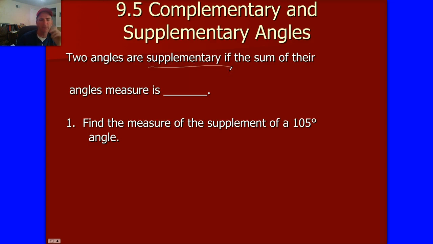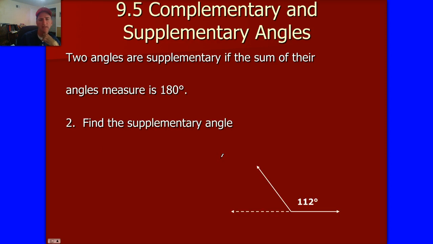Okay, we just finished complementary angles. Complements meant the sum of the angles were 90 degrees. Supplements, the sum of the angles is 180 degrees. So if I asked you to find the measure of the supplement of a 105 degree angle, all I have to do is subtract 180 minus 105. That would be 75 degrees is the supplement to 105 degrees.